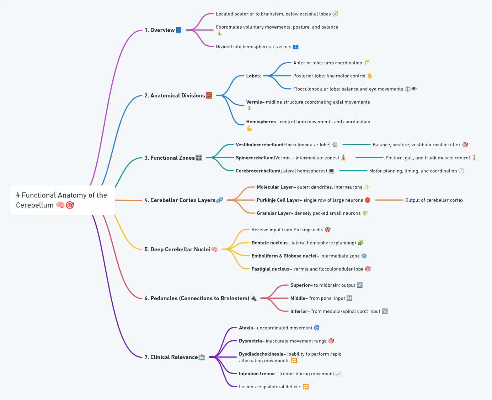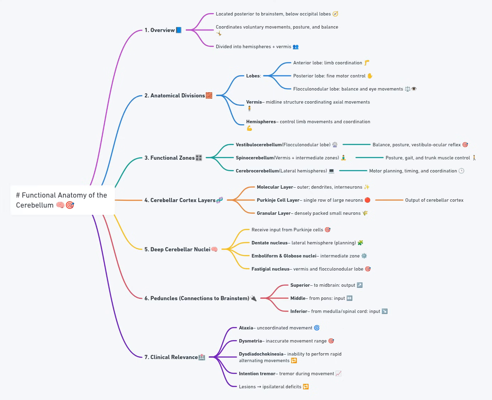Purkinje cells are the sole output neurons of the cerebellar cortex. They send inhibitory projections to the deep nuclei. The balance of excitatory mossy and climbing fiber inputs, combined with inhibitory Purkinje output, sculpts the timing and strength of cerebellar signals relayed by the deep nuclei to motor and premotor centers.